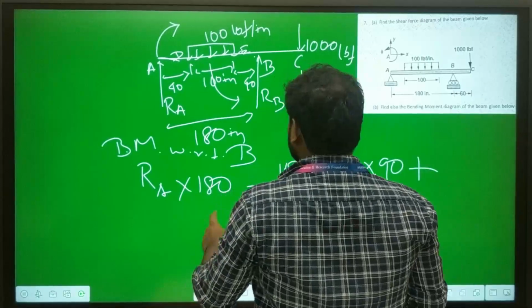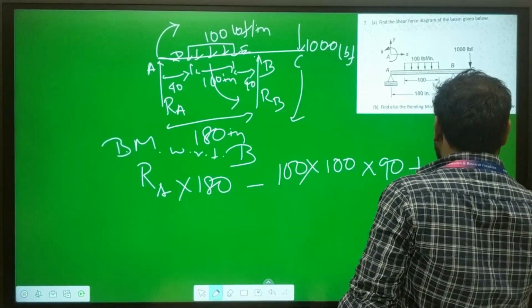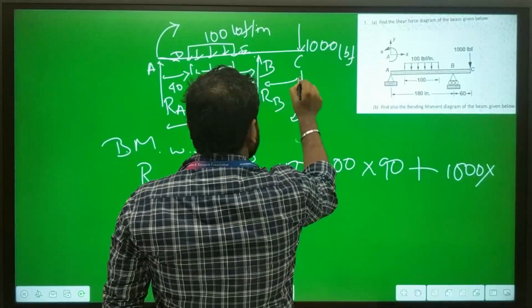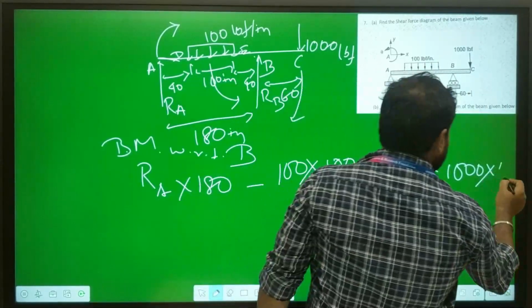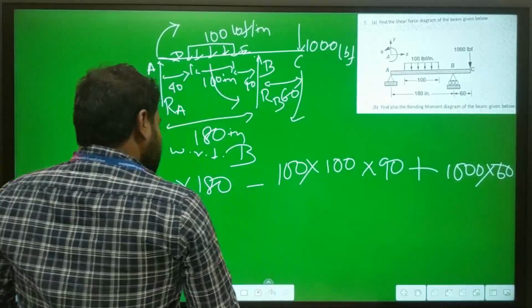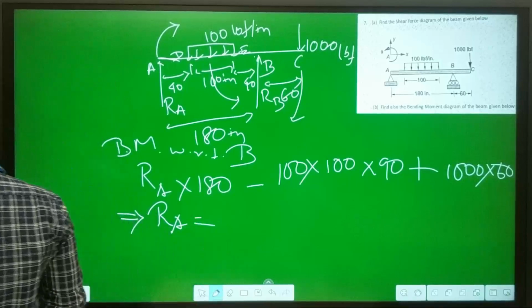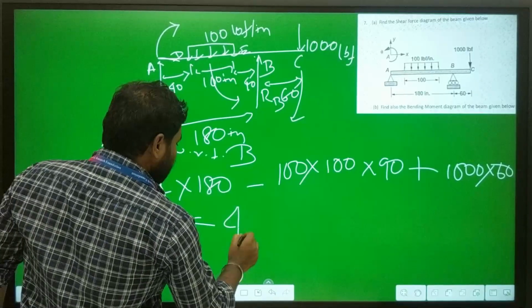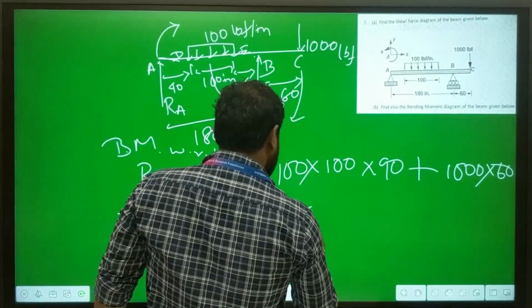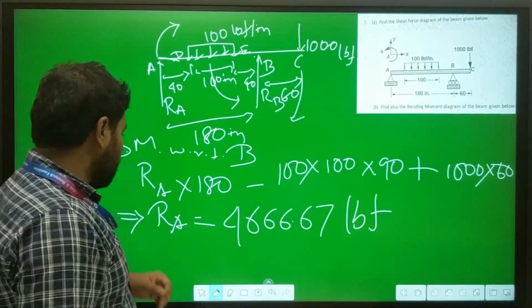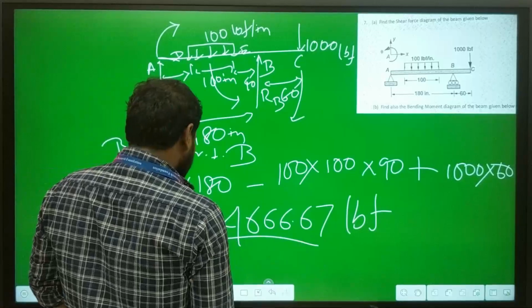So plus 1000 into the distance, which is given as 60, 1000 into 60. So from here we can find RA is equal to 4666.67 lbf. You can cross check the value.